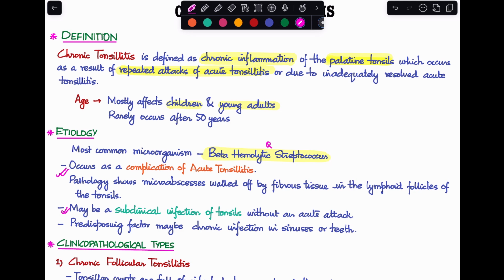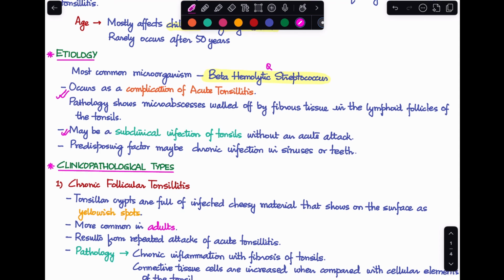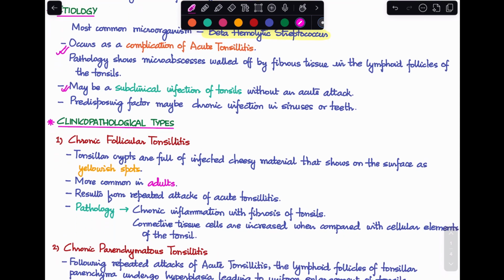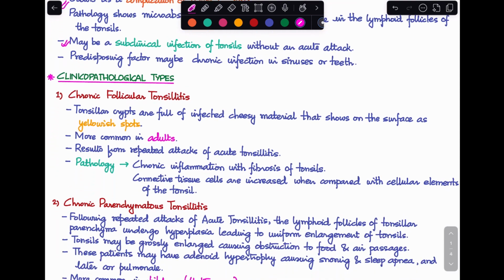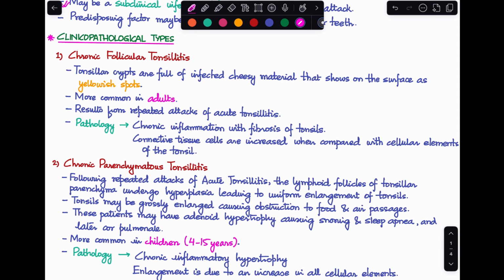Now, moving on to discussing the three different clinicopathological types of tonsillitis. We have chronic follicular tonsillitis, chronic parenchymatous tonsillitis, and chronic fibrotic tonsillitis. As the name suggests, you'll already be able to guess what each one of them is. First, we'll talk about chronic follicular tonsillitis. This is actually very common in adults, whereas chronic parenchymatous tonsillitis is the one which is more common in children.